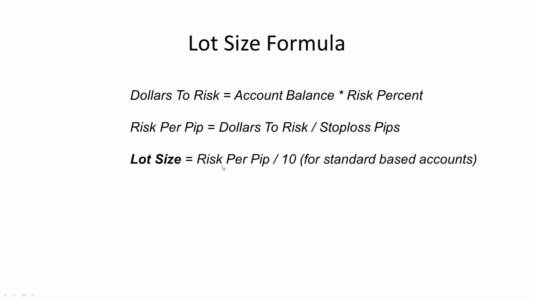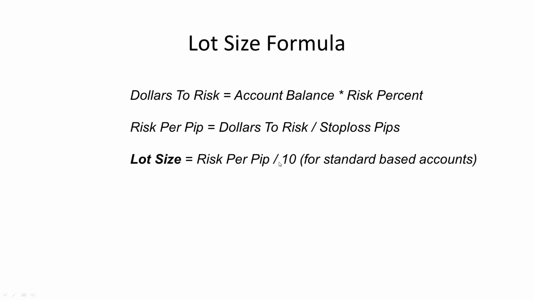Then to get your lot size, you're going to take your risk per pip divided by 10. And the reason we're dividing by 10 is because I'm looking at it as you have a standard account, just a standard sized account where 1.0 lots is $10 per pip. And 0.1 lots is $1 per pip. Some brokerages out there will convert your account to a mini. Now, you can trade mini lots on standard accounts, so that's different. But what we're talking about here is if the broker actually converts your account or says your account is a mini, which means 1.0 is a mini lot, not a standard lot. So if 1.0 on your broker is $1 per pip, then you don't need to divide by 10. Okay? So hopefully that makes sense.